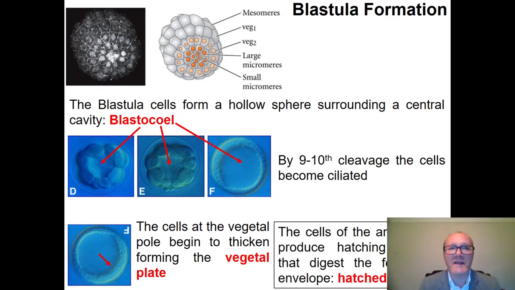Now, similarly to what happened to our own embryo, the animal pole cells start to produce enzyme that digests the fertilization envelope, so we have a hatched blastula. Remember, at one point, even our embryo needs to digest a hole out of the zona pellucida and to hatch out of the zona pellucida. So it is very similar to what's happening here with the hatched blastula.